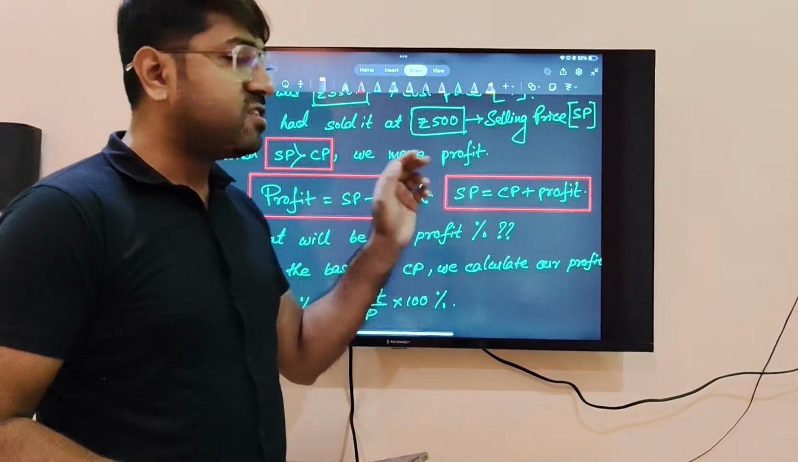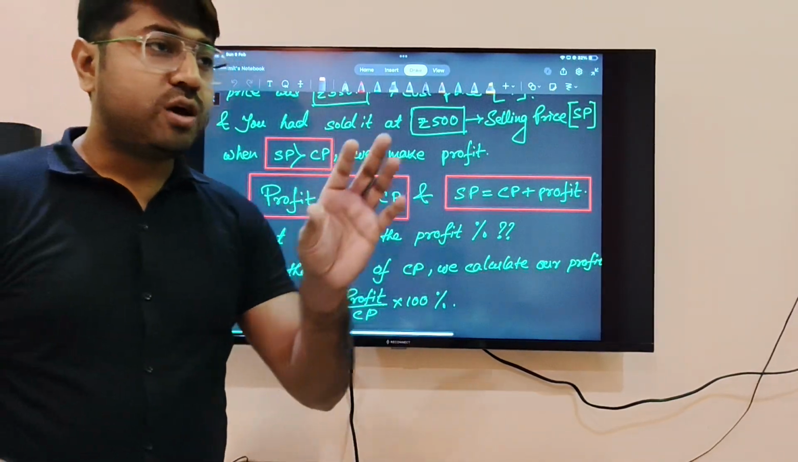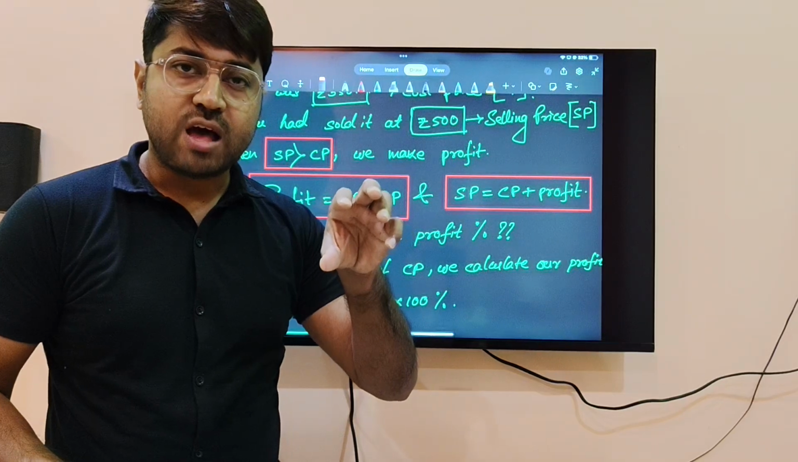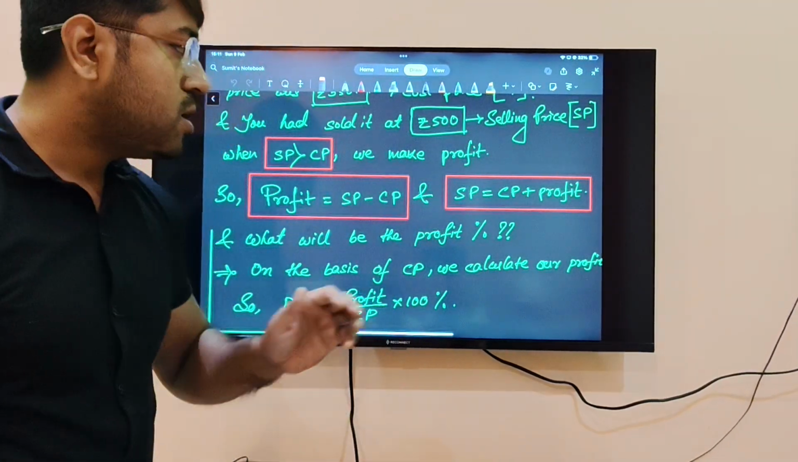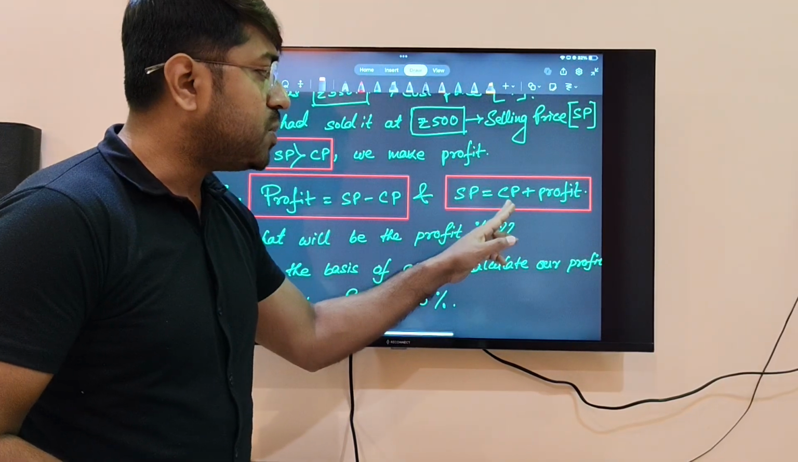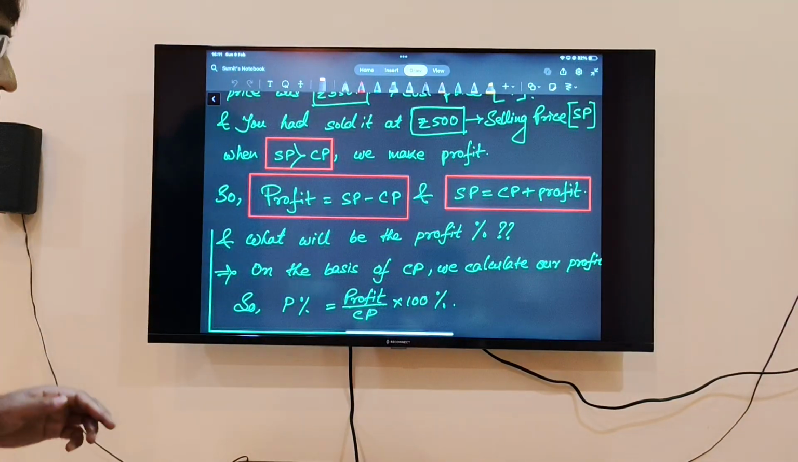And how to calculate SP? It's very easy. You have got your CP, cost price, and how much profit you need. You combine it, you will get your selling price. So selling price equals CP plus profit.